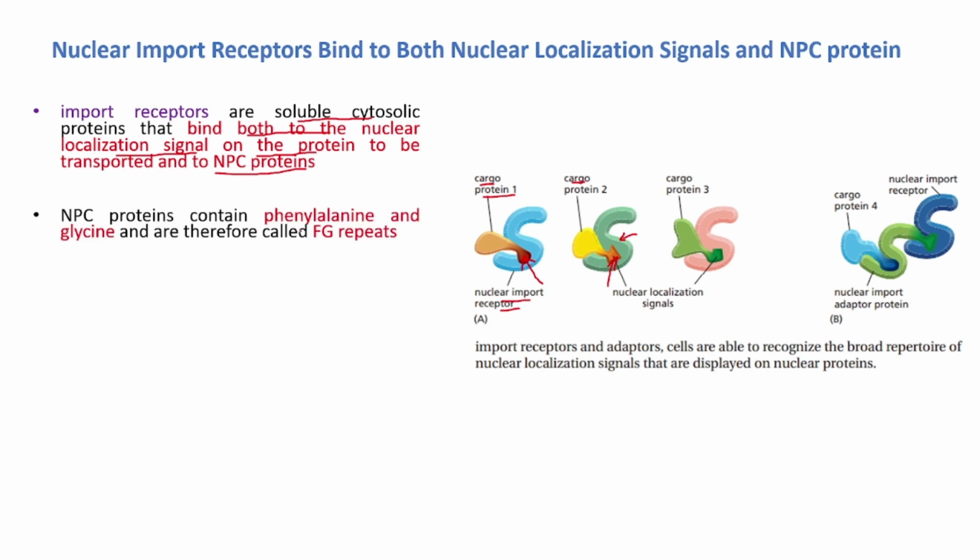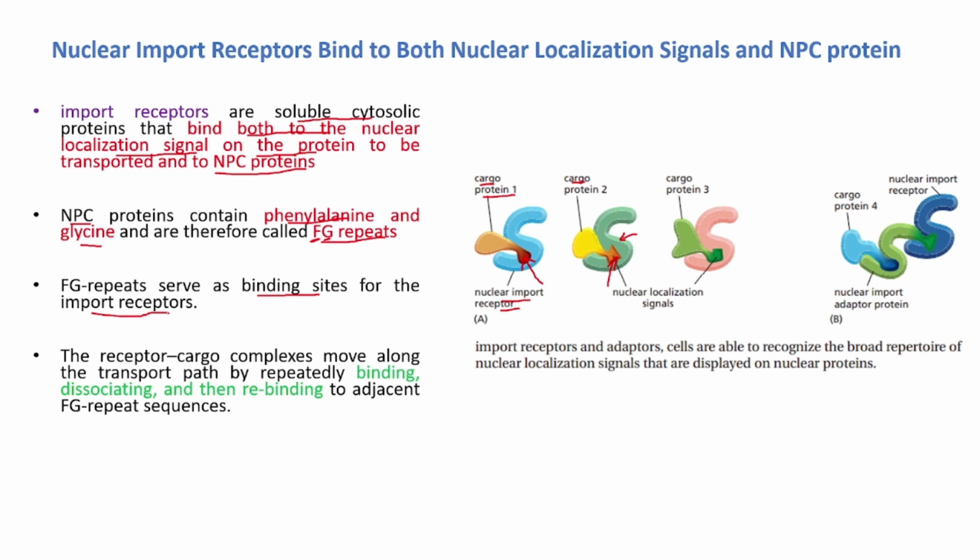Now one thing to remember: the NPC proteins which make up the nuclear pore complexes contain large quantities of phenylalanine and glycine, and so these are also called FG repeats. Why? Because if you have studied the one letter amino acid code, F stands for phenylalanine and G stands for glycine. So the NPC proteins are rich in phenylalanine and glycine, and these amino acids are called FG repeats. FG repeats serve as binding sites for the import receptors. So these are the places where the import receptors bind on the NPC proteins.